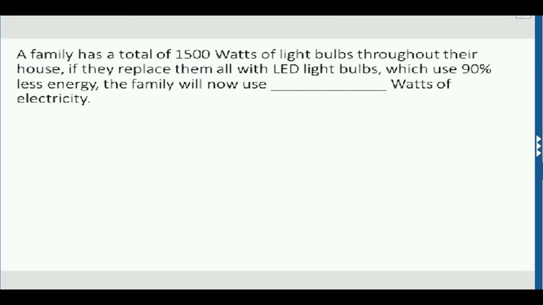So here's another math problem. A family has 1,500 watts of light bulbs throughout their house, but they're replacing them with LED bulbs, which use 90% less energy. How much energy will they use? So we're going to take our 1,500 watts, multiply it by 10%, and we will get 150.